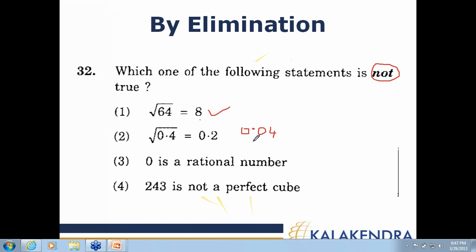So we try to eliminate. While you are doing the elimination, you could start either from the top or from the bottom. Either way is fine. There is no hard and fast rule on that. If you're lucky enough, you might need to do only one or two options. If you're not really lucky, you might need to do all the four options, eliminate all the three options, and therefore the fourth one must be the correct one.